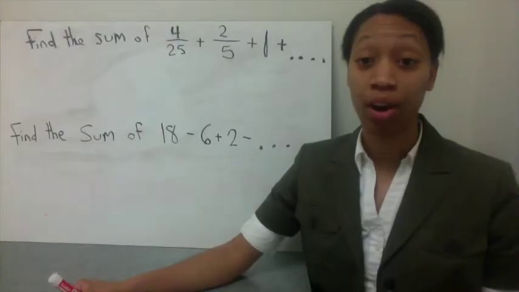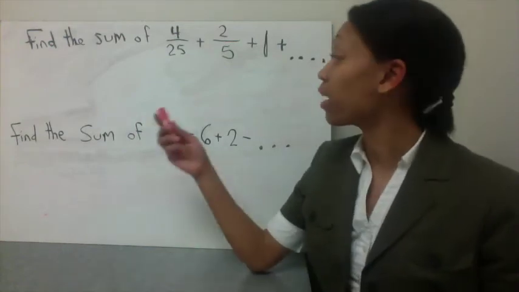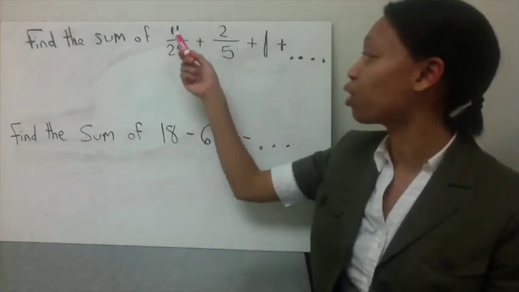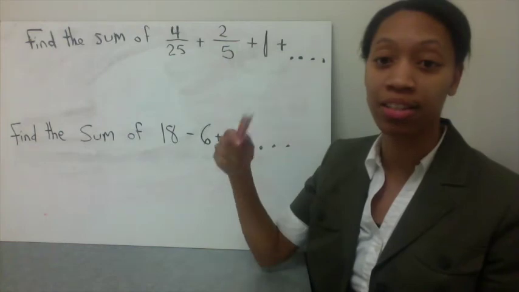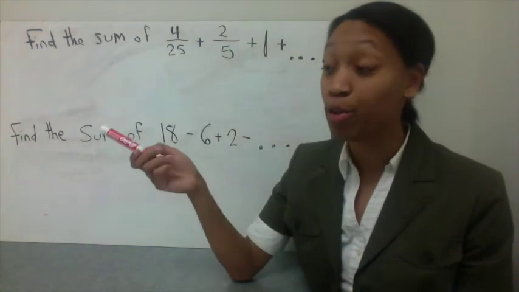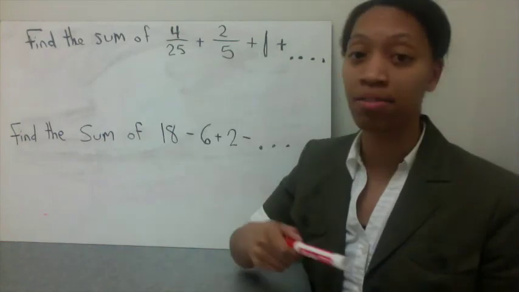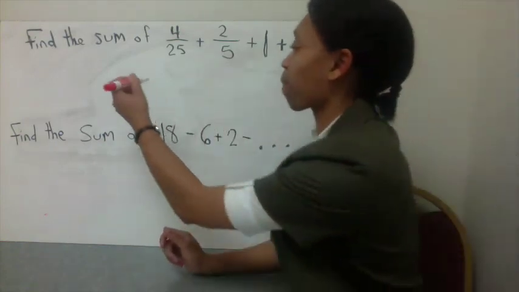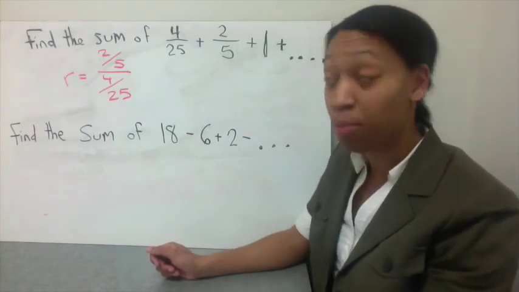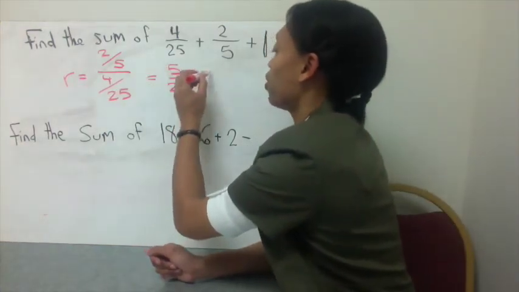All right, but this is the formula you need to know for the sum of a geometric series. Let's go ahead and do an example of finding the sum of a series. For the first series, we have 4 over 25 plus 2 over 5 plus 1, continuing on. In order to find the sum of the series, we first need to define what the ratio r is. So let's divide 2 of the terms to find the ratio. When we divide that out, that reduces to 5 over 2, which is 2.5.